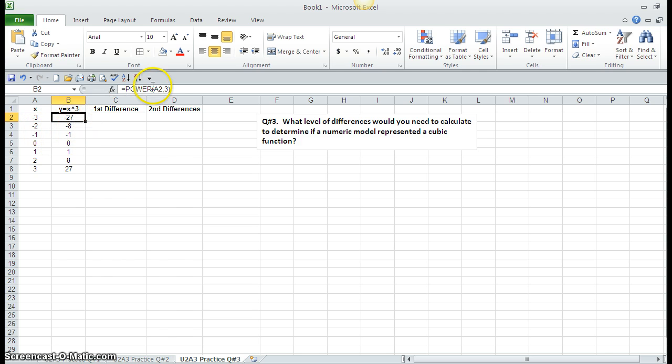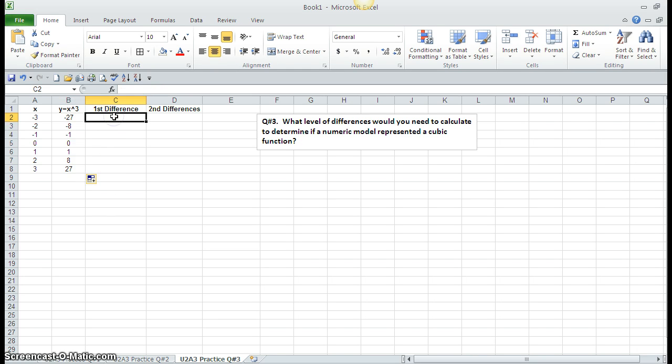So I've used this formula. I've told the software where to find the first value in A2, and this comma 3 means I want to cube it. And I've copied that all the way down. Similarly, I could have said equals A2 times A2 times A2. I get the same value, copy that all the way down.